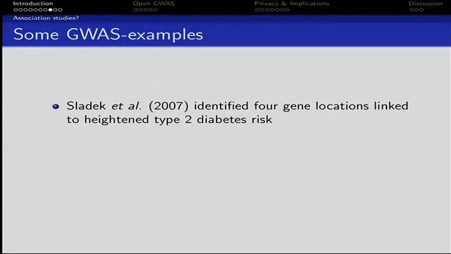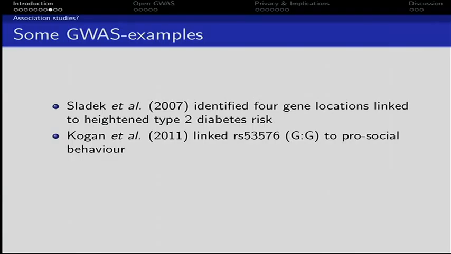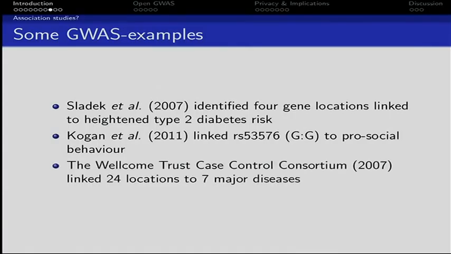And a couple of real-life examples. Sladek et al. identified 4 variants which are linked to heightened risk to develop diabetes type 2. There's a slightly weird study by Kogan et al. which linked one SNP to pro-social behavior. It's a bit, how do you say, controversial. And a big, good study is from the Wellcome Trust, which linked 24 of these SNPs to 7 major diseases.